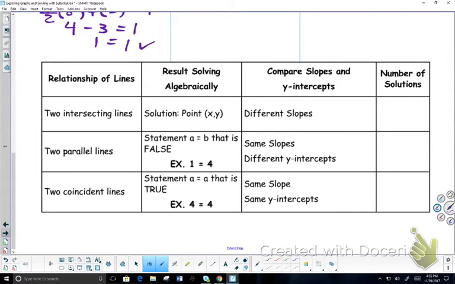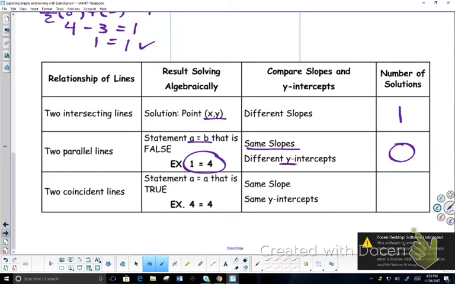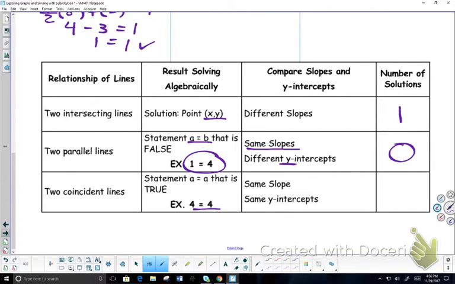You've got two intersecting lines. They intersect at a point. They will have different slopes, and you can expect to find one solution. If you have two parallel lines, what will happen is you will lose your variable, and you'll end up with a scenario that is a false statement. This means you've got the same slope, but they're going to have different y-intercepts, and there will be no solutions because parallel lines never cross. Then you have coinciding lines, which means you lost your variable, but now you have 4 equals 4. In this particular case, you've got the same slope, and you've got the same intercept, and you will have infinitely many solutions.